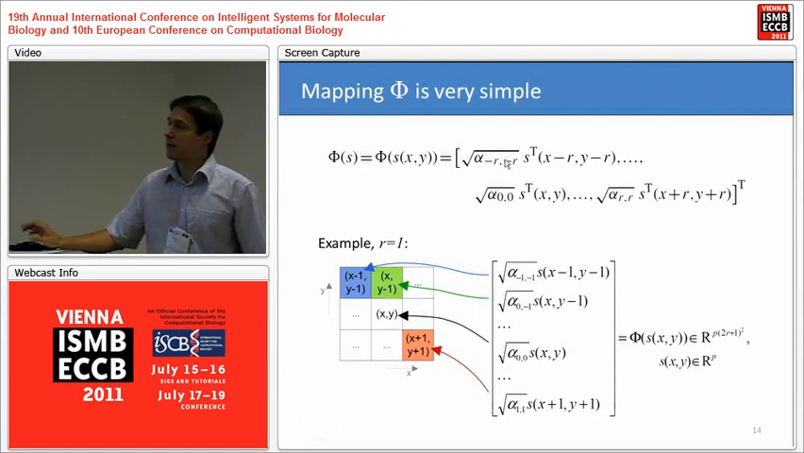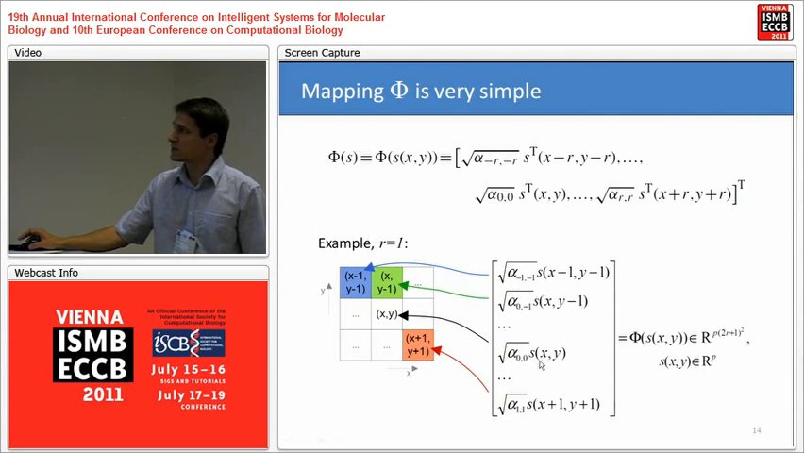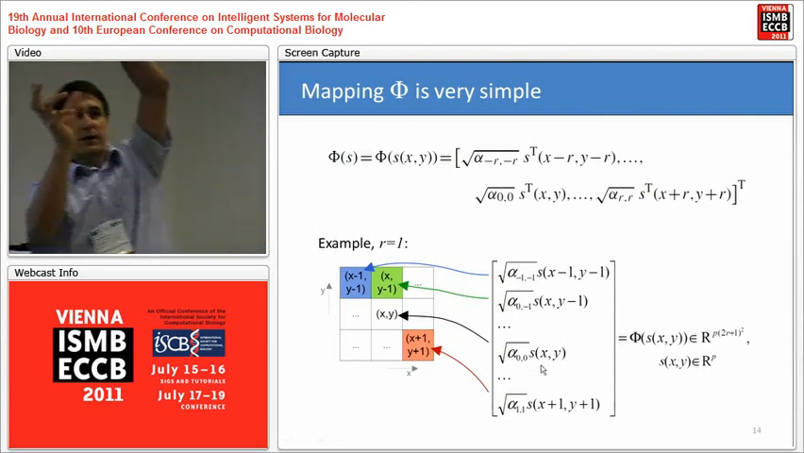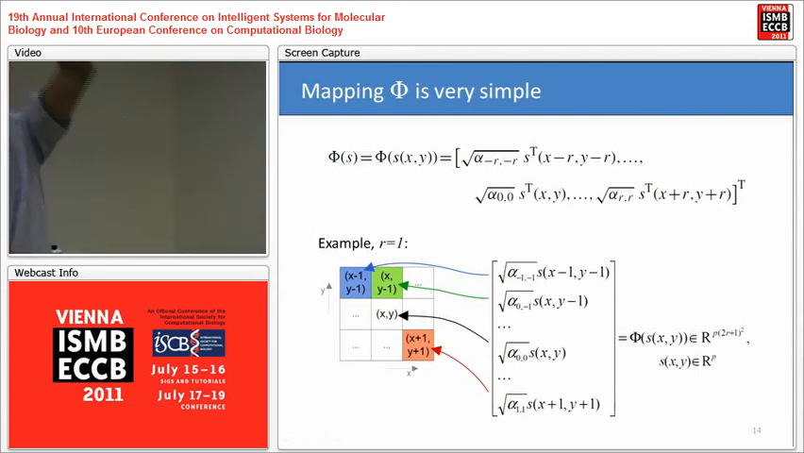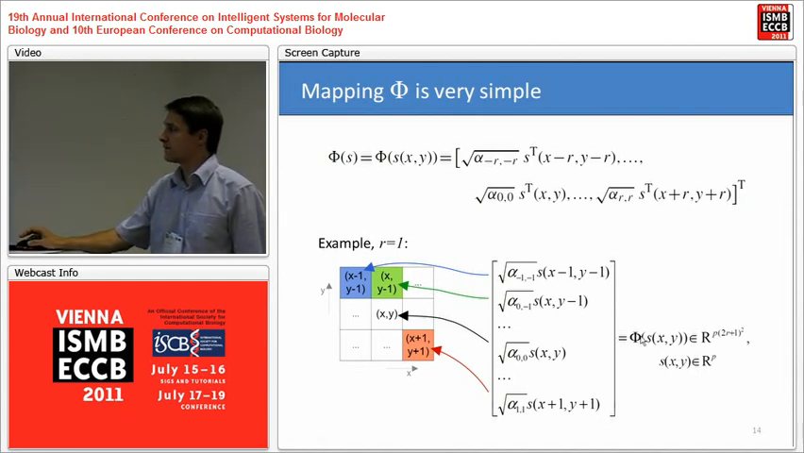So it looks complicated. So let's start with an example. For radius 1, what we do is take the spectrum measured here and put it here as a part of our column. We take the spectrum from here, put it there, and so on and so on. That means we just take our spectrum and concatenate it. So this is how our phi looks like.